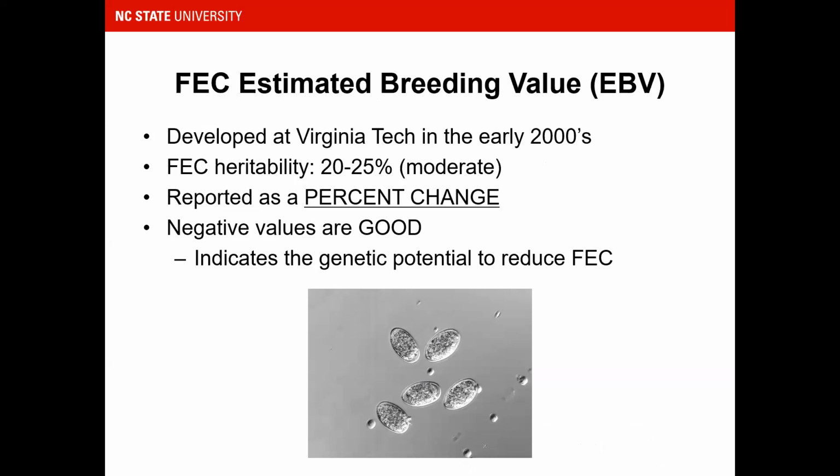So like I alluded to earlier, we have this fecal egg count estimated breeding value. The breeding value was developed by Dr. Notter in his lab at Virginia Tech in the early 2000s. The fecal egg count heritability generally ranges from 20 to 25%. It's considered moderately heritable, so it'd be similar to your growth traits. And it's reported as a percent change. So negative values are good. For example, if we have a negative 100 fecal egg count EBV, that would be a 100% reduction in fecal egg count, as opposed to a positive 100 fecal egg count EBV, which would be a 100% increase in fecal egg count.